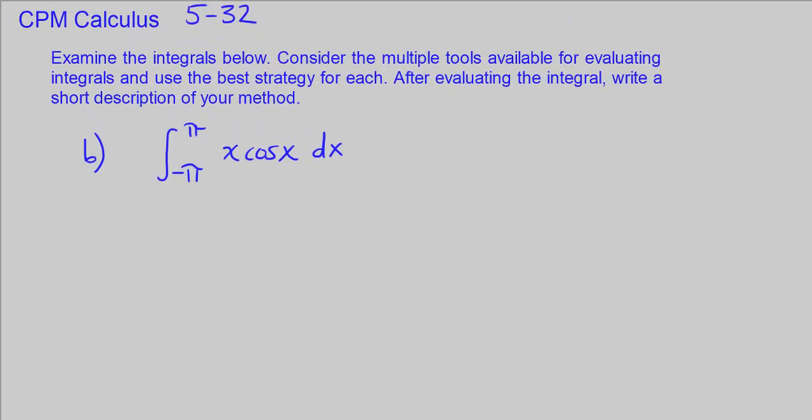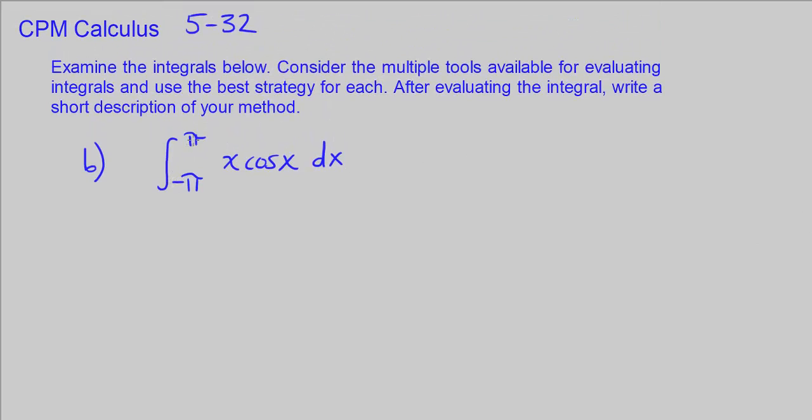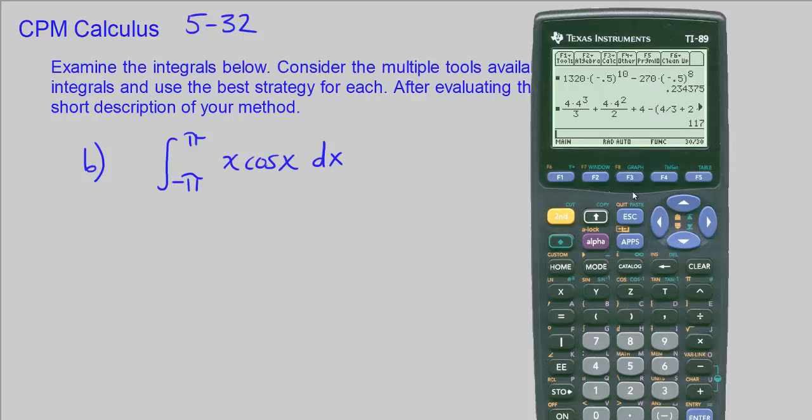Part B, we have the integral from negative pi to pi of x times cosine of x. Alright, so for this one we have to use some tool other than the reverse of the power rule, because we don't have a rule right now to do this. So what I would do is graph this function, because when you graph it, you're going to see something interesting. We know cosine of x, right? Let's just quickly graph cosine of x. It looks like this, right?